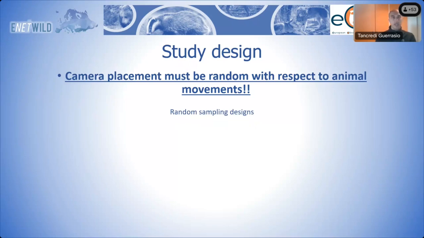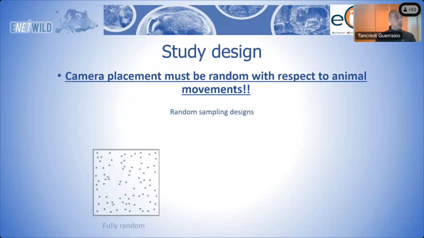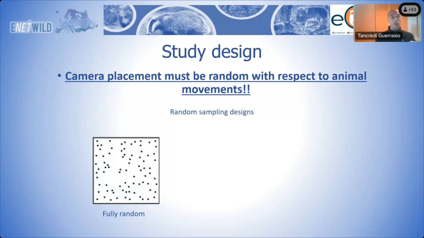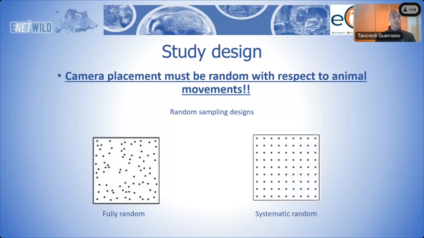So random sampling designs. When speaking about random sampling designs, we usually have two main solutions. The first one is a fully random design where each point is randomly placed with no relationship with the others. While the second one is a systematic random design, which basically creates a uniform and regular grid of points, where, as you can see, each point is related to the other, but then the position of the grid with respect to the study site is random. So we opted, in our case, for this second option.